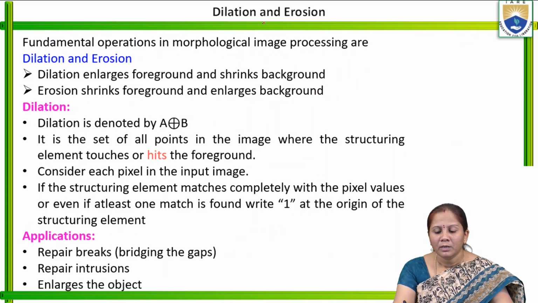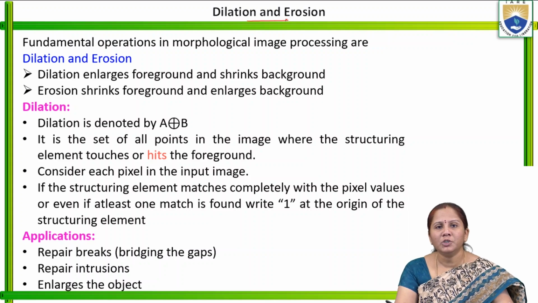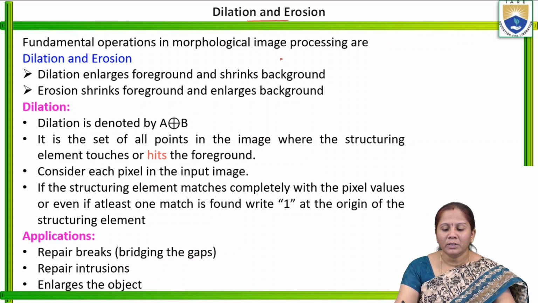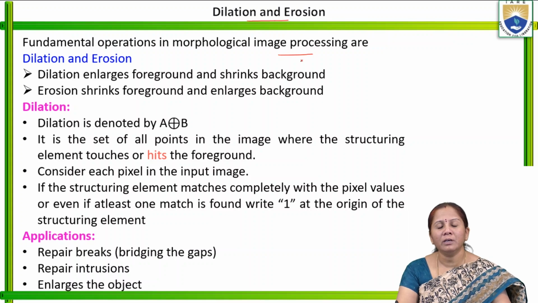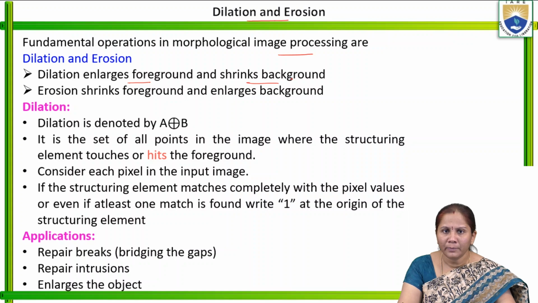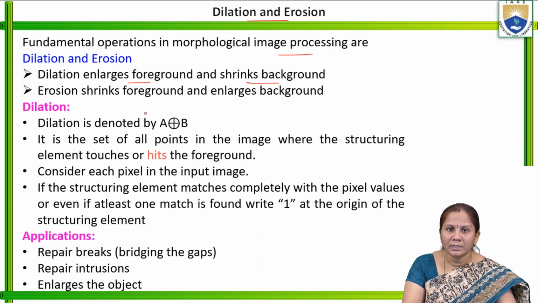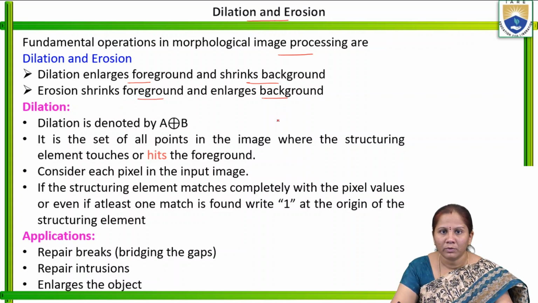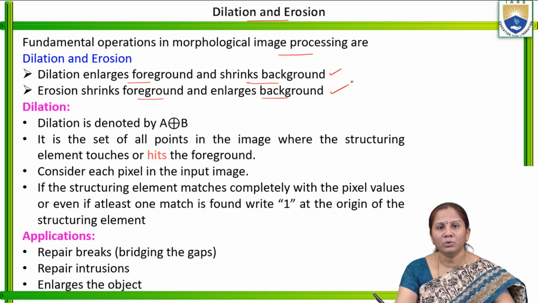Now, coming to dilation and erosion. These are the two fundamental operations in morphological image processing. First we will see what is meant by dilation and what is meant by erosion. Dilation enlarges the foreground and shrinks the background, whereas erosion shrinks the foreground and enlarges the background. Based on the application, we have to use them.